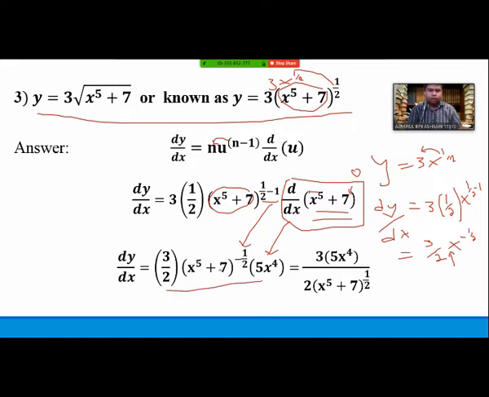And if you want to simplify it, 3 multiplied with 5x power of 4 becomes like this one, and 2 is below, and because this is a negative power, when they are negative power, you need to move it downstairs, so it will become like this one. Okay.